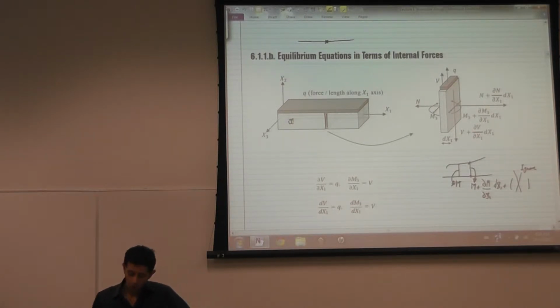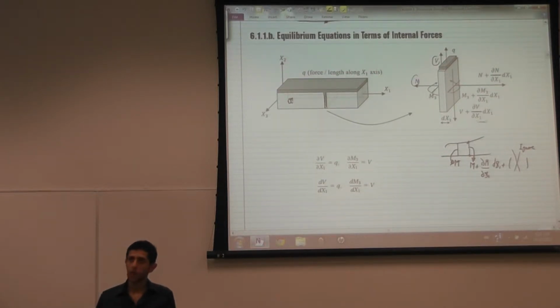And the same for the shear: if the value of the shear here is equal to V, then the shear on the other side of that sliver is equal to the shear plus a little bit more, and this little bit more can be approximated using a Taylor series. And similarly for the normal force, but we're not going to consider the normal force for this particular beam.